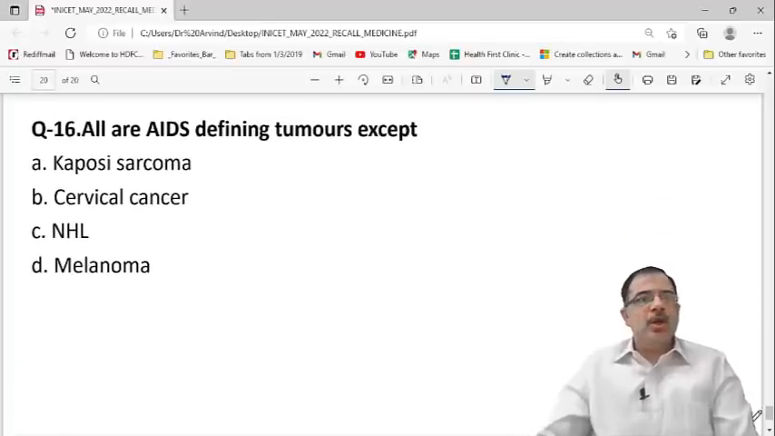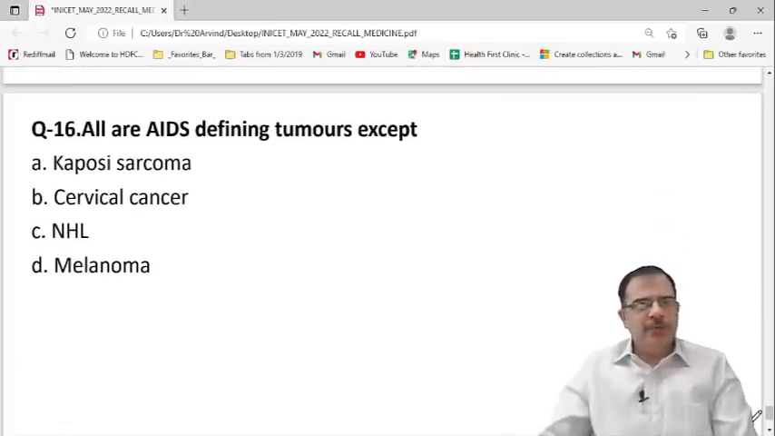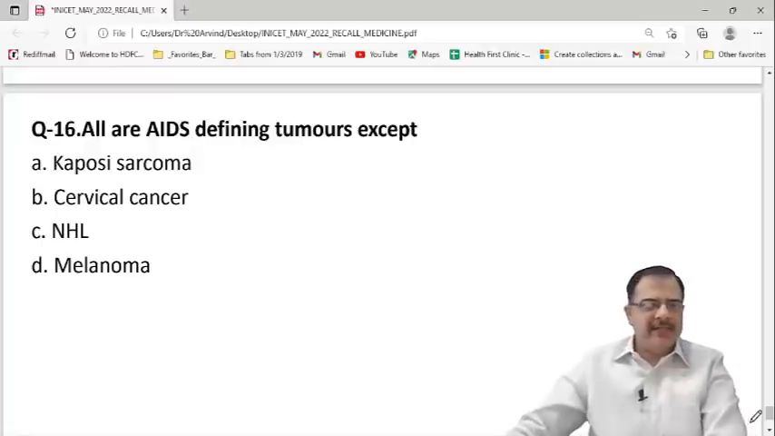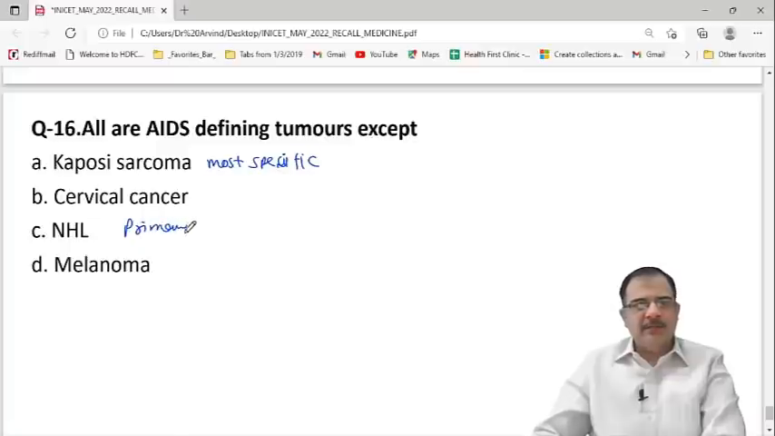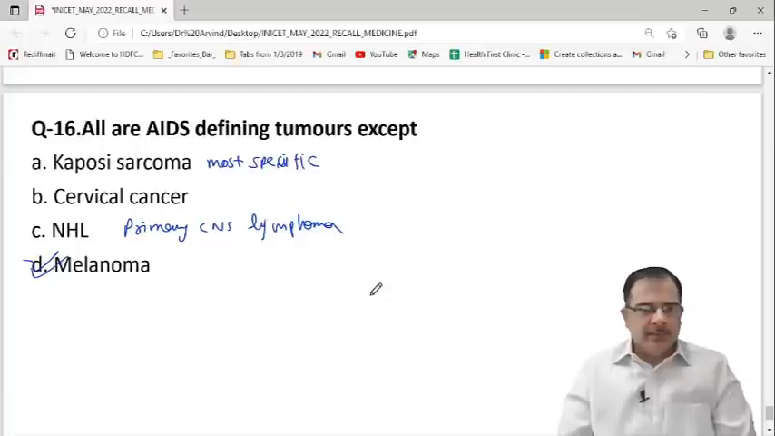Question number 16. All are AIDS defining tumors except. So the typical AIDS defining tumor are Kaposi sarcoma. It is the most specific tumor. Then cervical cancer, yes. NHL, yes, it is seen here, and primary CNS lymphomas. Typical of AIDS. Melanoma is not an AIDS defining tumor.